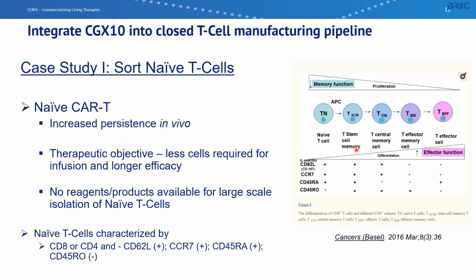So first, for the integration of CGX10 into a closed T-cell manufacturing pipeline, as I described earlier, we wanted to take an example where we sort a very specific subtype of T cells, one subtype that is associated with higher persistence or higher efficacy in recent studies. So as an example, we chose to work with the naive T-cell subtype. The therapeutic objective here is to use fewer cells for infusion into the patient and, along with this, have a longer efficacy. Also, using fewer cells might translate into lower cost of goods for manufacturing and shorter manufacturing time.